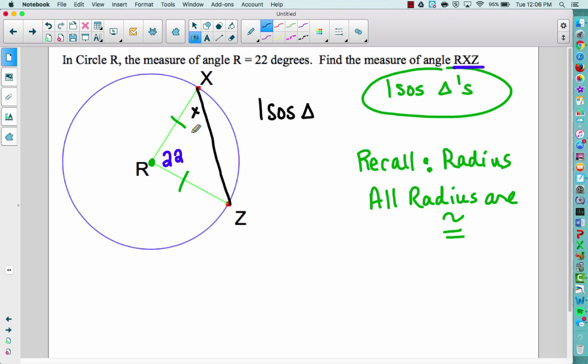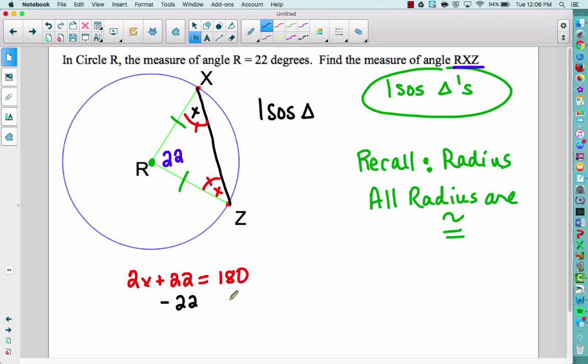I'm going to put a little x there. Well, if it's an isosceles triangle, I go ahead and I mark my angles congruent to each other. And so if that's x, then that is x. So I can write an equation to solve for x. So 2x plus 22 equals 180 degrees. All right, do my algebra.